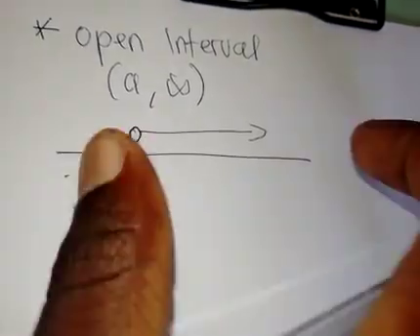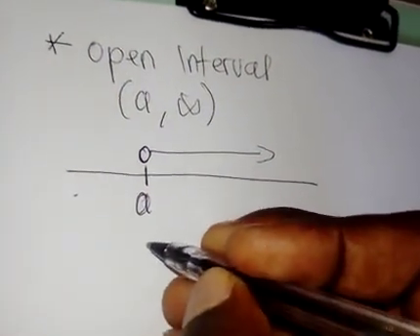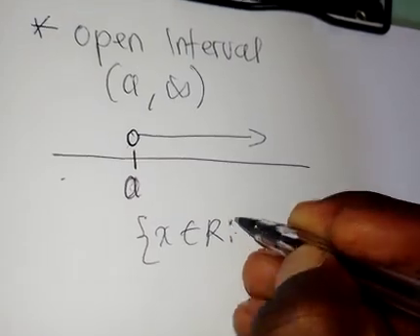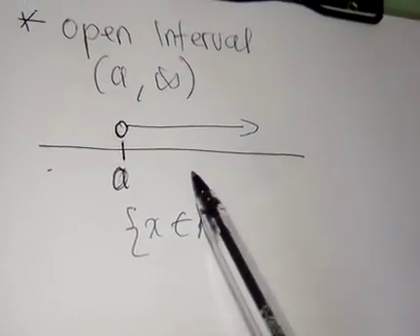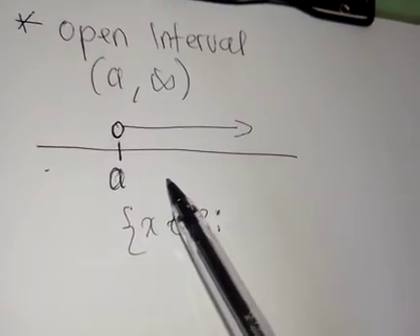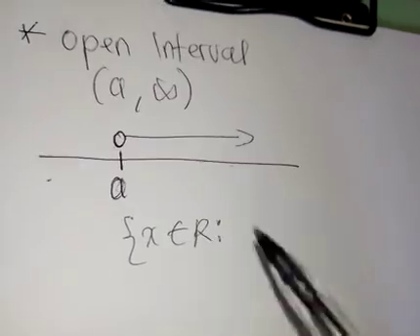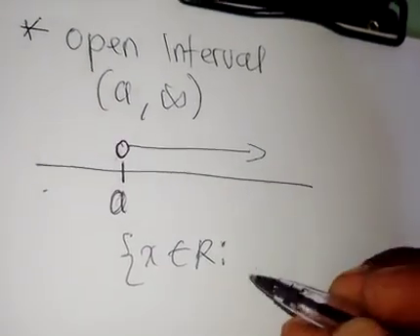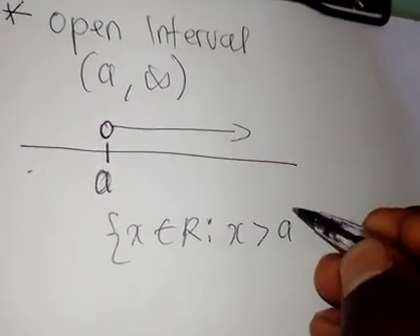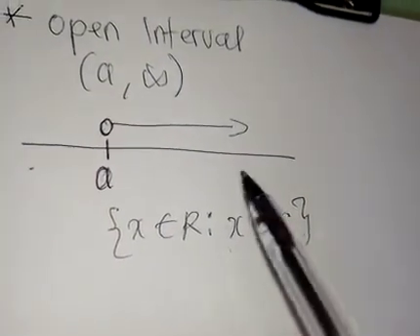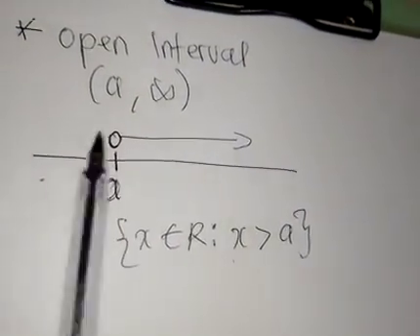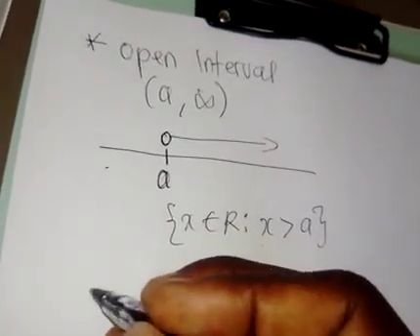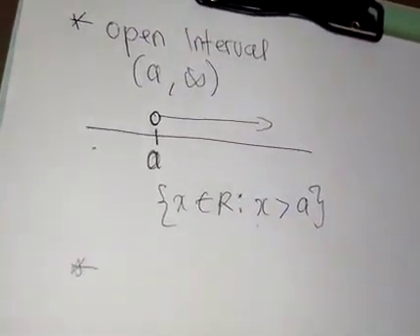Then we can also represent this one using set builder notation. So say X, member of real numbers, such that X is what? Greater than A. So X greater than A. So it's A going this side, greater than.